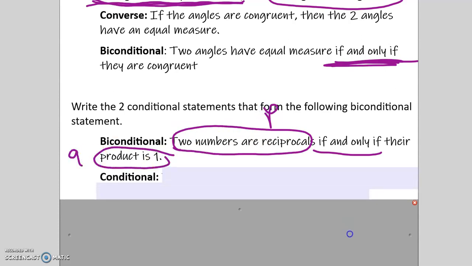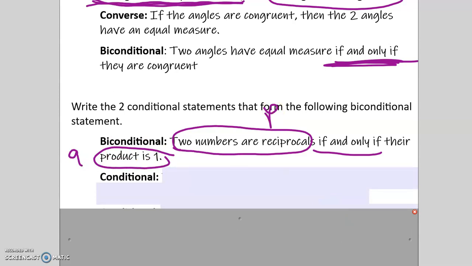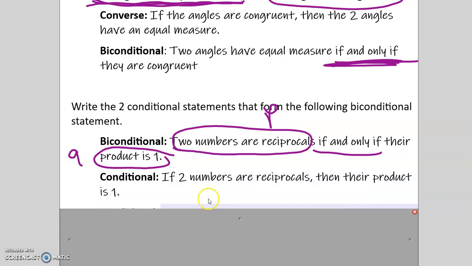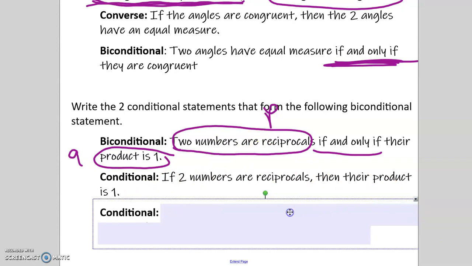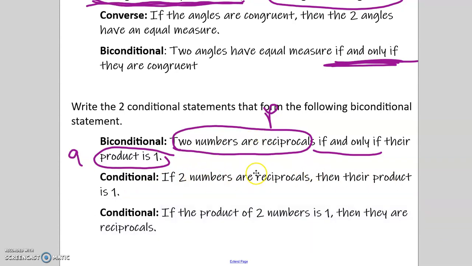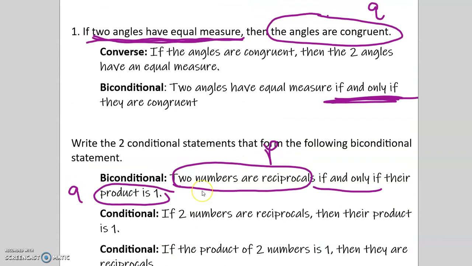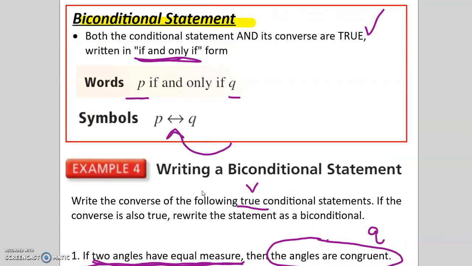So my conditional number one could be if two numbers are reciprocals, then their product is one. And my second conditional, or the converse of that, is if the product of two numbers is one, then they are reciprocals. Okay? Tons of wordy things going on in the beginning of this section, guys.